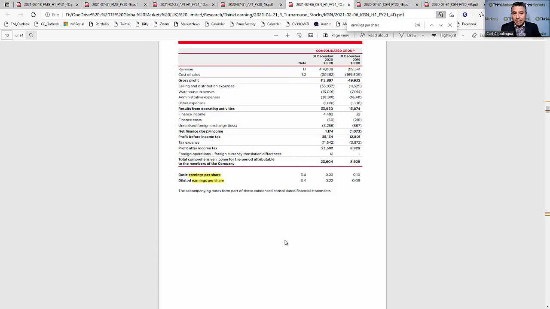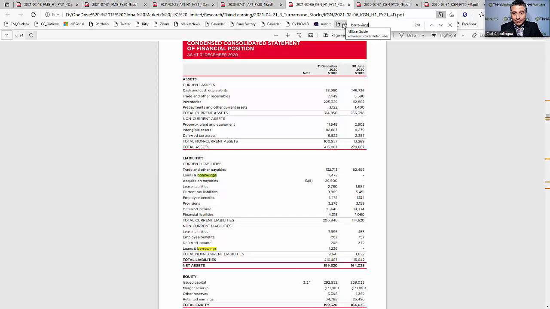For that, obviously, we need market capitalization on the top line. We've got that from the ASX website, but we also need borrowings and the current cash balance. So let's start off with borrowings, and straight away we've come up to the consolidated statement of financial position. And we can see loans and borrowings are split here into current and non-current liabilities.